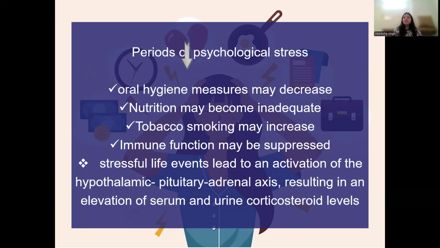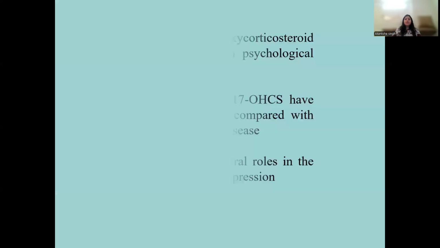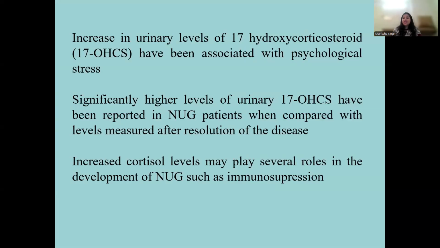Stressful life events lead to an activation of the hypothalamic pituitary adrenal axis, which is very important, because stress is directly associated with certain periodontal diseases, resulting in elevation of serum corticosteroid levels. The next is an increase in the urinary level of 17-hydroxycorticosteroid, which has also been associated with stress. There are significantly higher levels of such components in NUG patients when compared with the levels measured after resolution of the disease. So a test was done, comparing a patient under stress with a patient who is totally normal and not under stress, and these corticosteroid levels are automatically increased, and they increase the inflammatory level of our periodontal tissues, the gingiva.